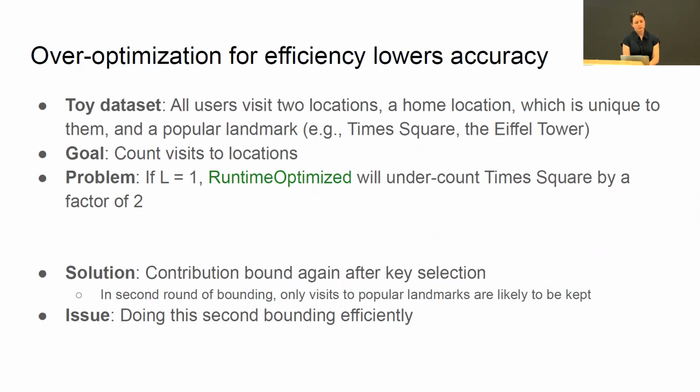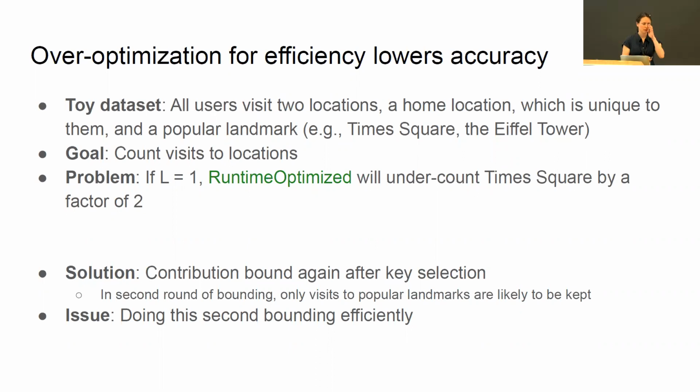This runtime optimized system is really efficient because it only requires 2 shuffles, but it can have accuracy issues. So consider a toy dataset where records represent visits to specific locations. And each user in this toy dataset visits exactly 2 locations, their home location, which is unique to them, and a popular landmark, which is visited by a lot of other users. And if we want to count visits to locations here, and we set the bound L at 1, then contribution bounding will discard half the visits, and all locations can expect to be undercounted by a factor of 2.